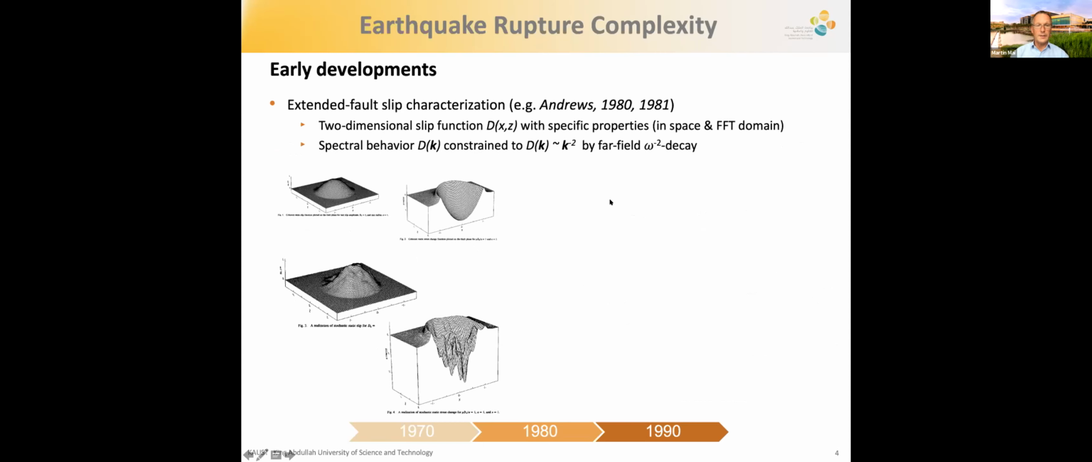About a decade later, Joe Andrews published a set of seminal papers in which he described fault slip on a two-dimensional plane. And so those two-dimensional slip functions needed to show very specific properties in space and in the Fourier domain in order to be compatible with observations. So I'm showing these figures from way past then. There's a very simple slip.